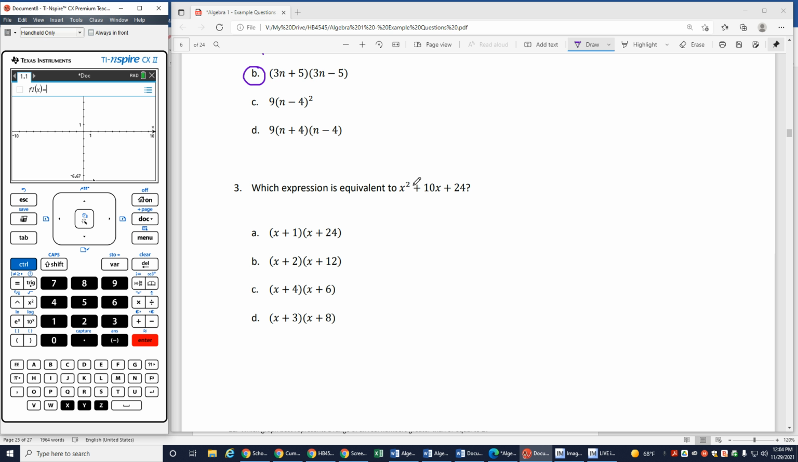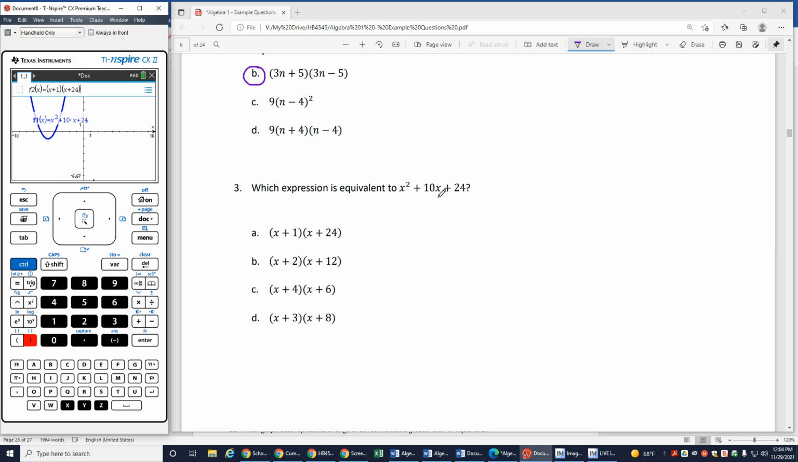When I hit enter, I'm going to type in my first expression, which this time has x's in it, so I don't even have to change the variable. x squared plus 10x plus 24. And I can see that's a little parabola there. So now let's graph these and see which one matches. So tab to get my graph. x plus 1 in parentheses. Close the parentheses, open parentheses, x plus 24.